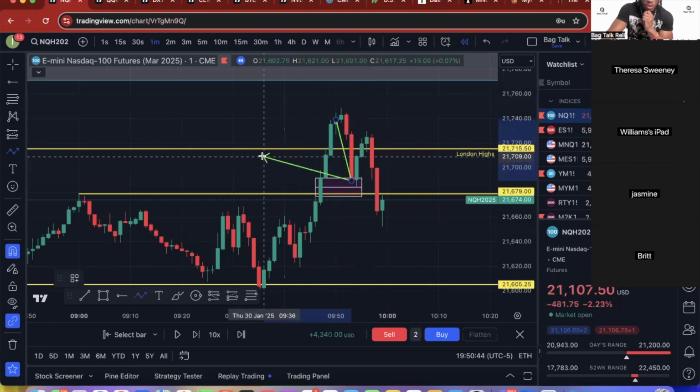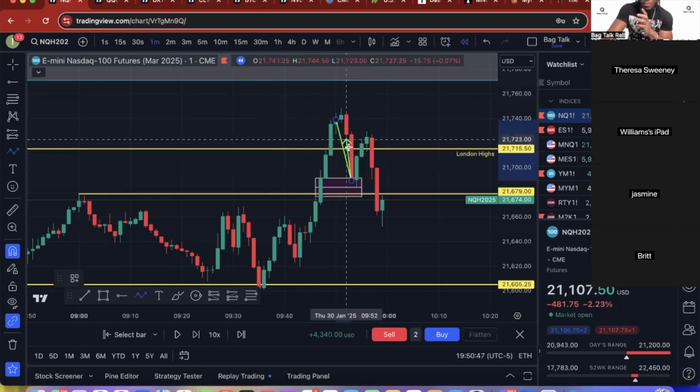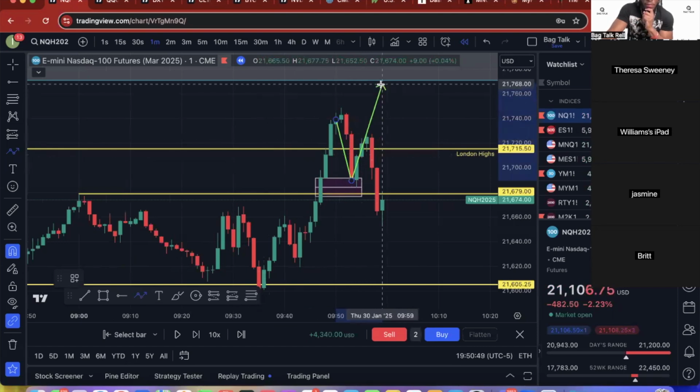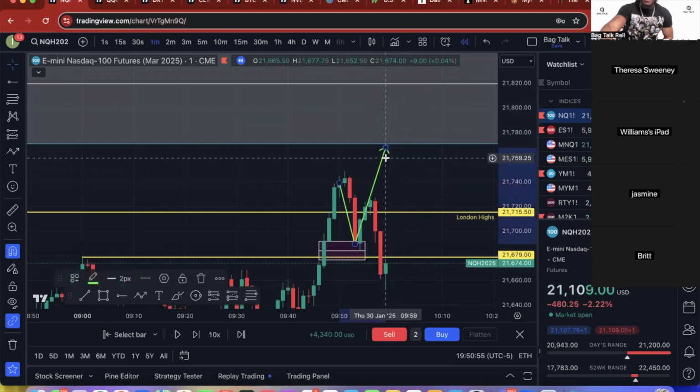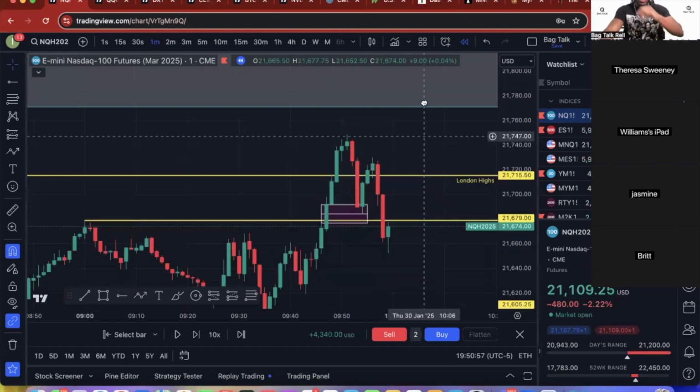We already got to the target. We got to London highs. Now, there's a gap above. So at the time, I definitely was looking for this gap to get hit. Personally, I wanted this gap to get hit at this moment. It didn't. Really unfortunate, really unusual.